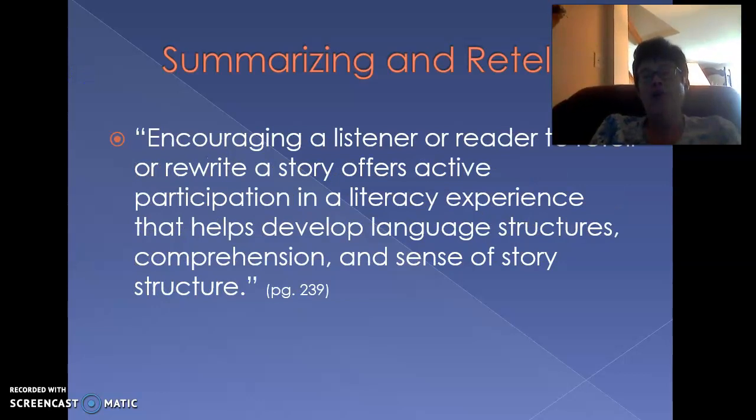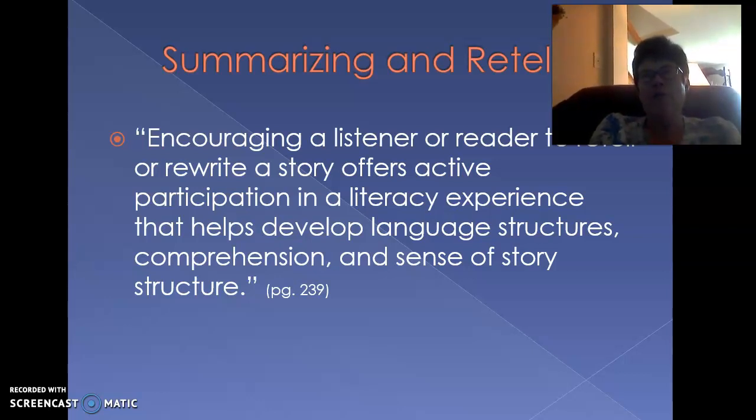We need to encourage a listener or a reader to retell or rewrite a story, which offers active participation in the literacy experience, helps develop language structures, comprehension, sense of story structure. We have to get our kids to write as well as to read. We have to balance our literacy in that way. We need to have balanced literacy. If we are teaching phonics, which we need to do, we also need to be teaching the cueing systems that go into context clues. If we are having children read, we need to have them write.